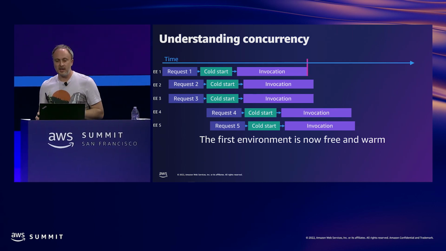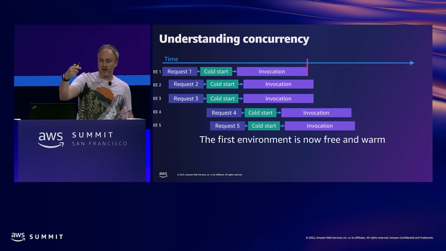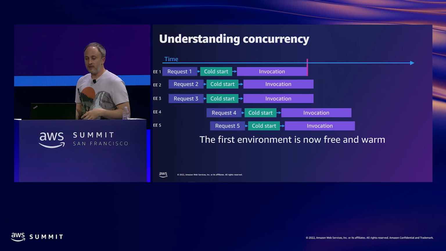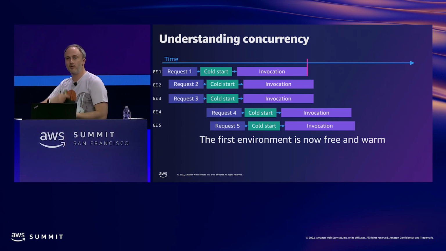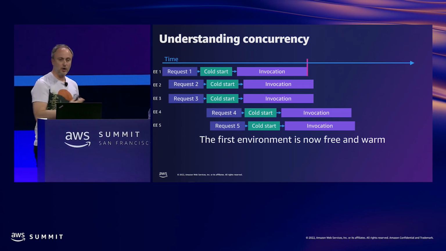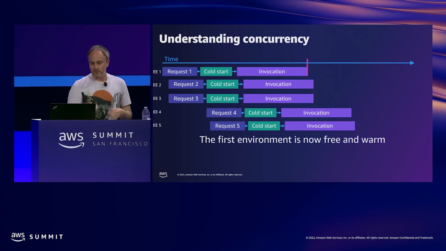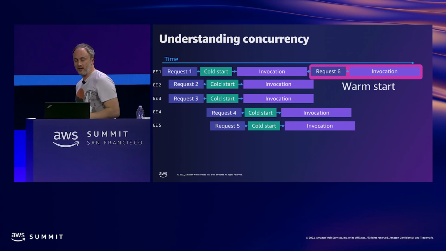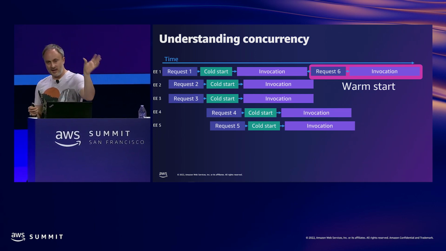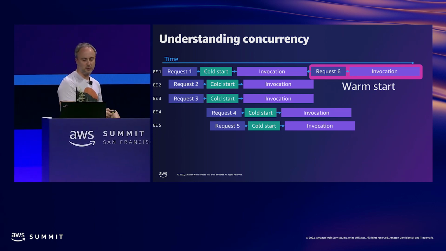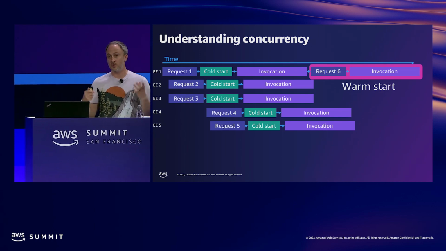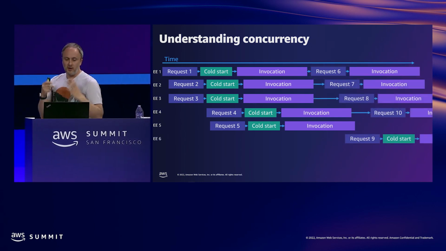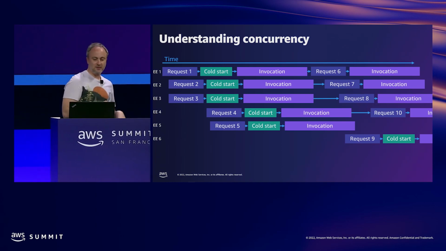But this pink line here shows that, okay, request number 1 has finished running. So that execution environment is now warm. It's already gone through the cold start phase, already has my runtime ready and my code ready and my dependencies package ready to go. There's a free execution environment. So that means the next request that comes in will go straight into that environment, and it doesn't have to go through the cold start. This is what's known as a warm start. And so on and so forth. This is the cold start, warm start lifecycle.